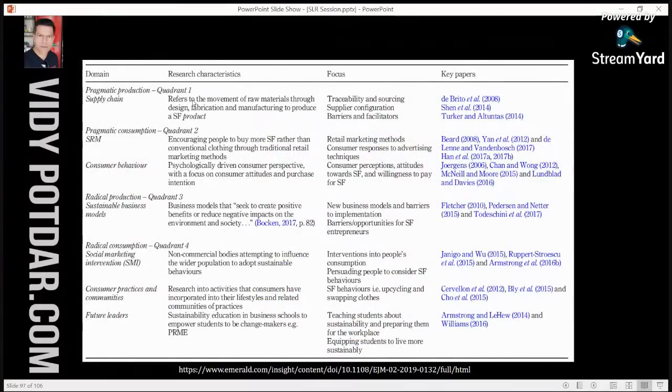Based upon that figure, they have this table. You can see these bubbles or the topics on the left, what the research characteristics were, their focus, and the key papers on that topic.